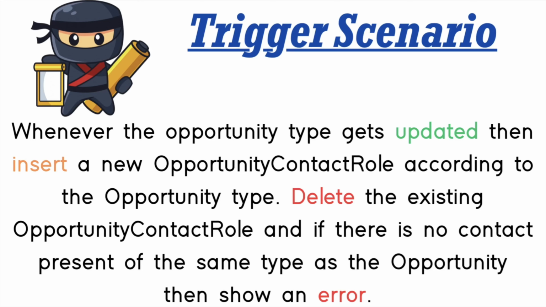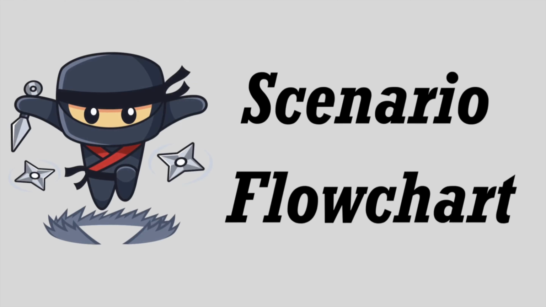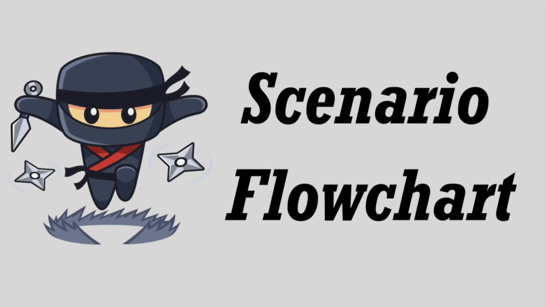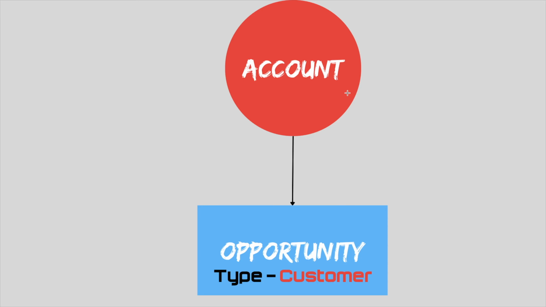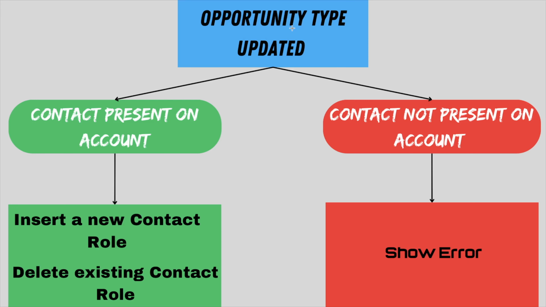And also, if there is no contact present of the same type as the opportunity, then in that case, we have to show an error. I know this scenario is a little bit complex, but don't worry. I will make it simple for you by explaining it using a flow diagram. Let's say there is an account on which an opportunity record is present whose type is customer. Now, when the user updates the type field of that opportunity record, then there will be two scenarios.